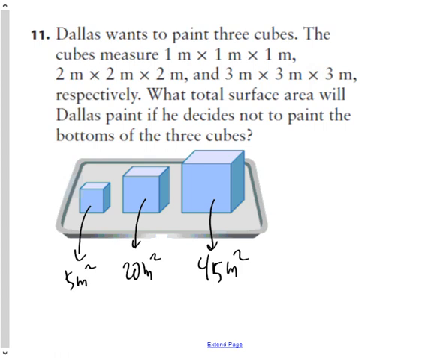So altogether, how much total surface area will he paint? Well, if he's going to paint all 3 of them, I'm going to add them all together, which means he's going to paint 70 square meters of total surface area if he paints all of those cubes.